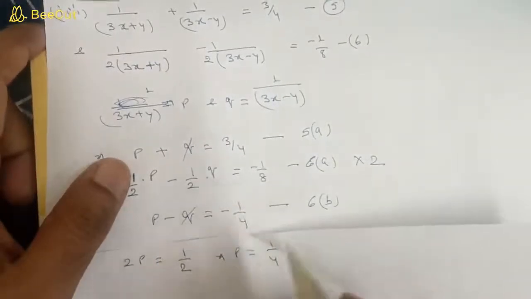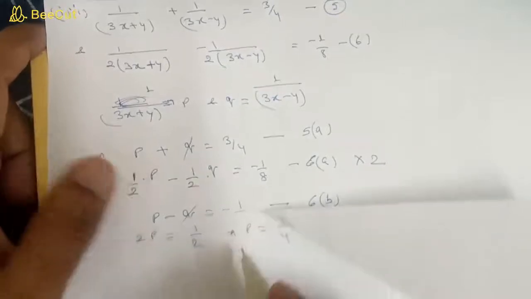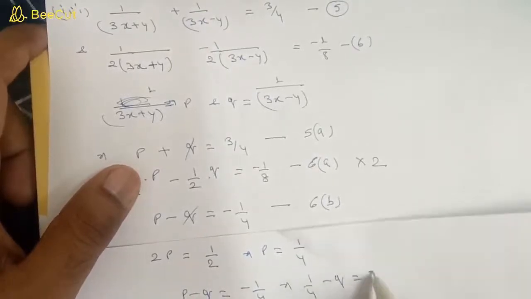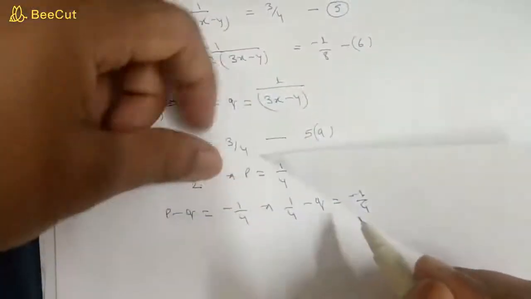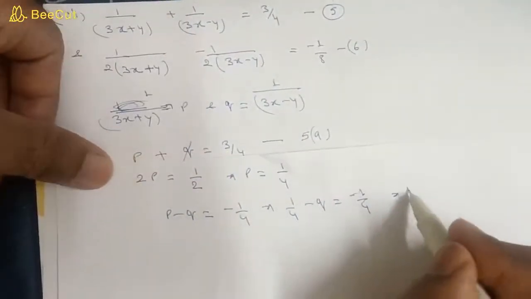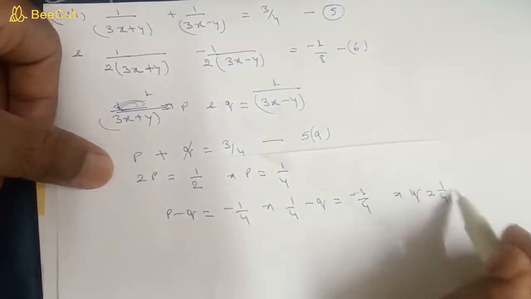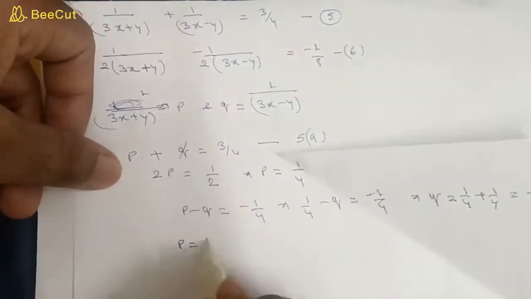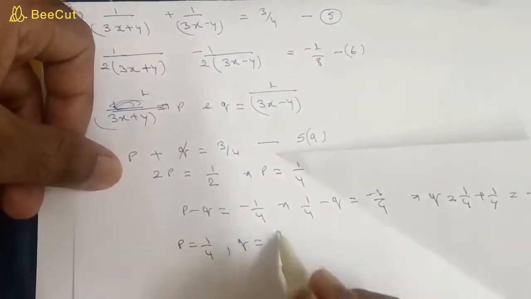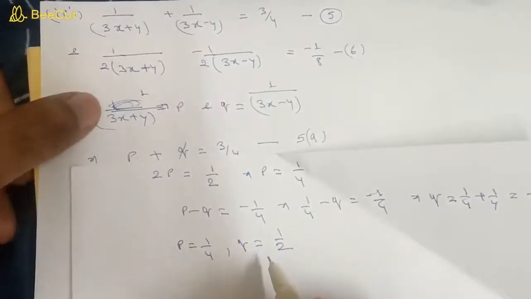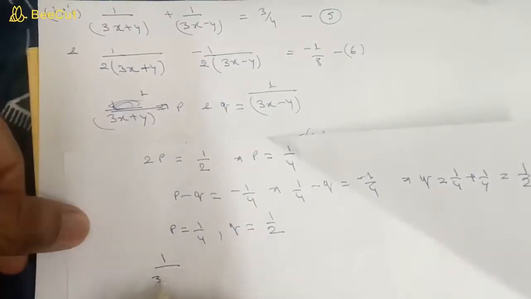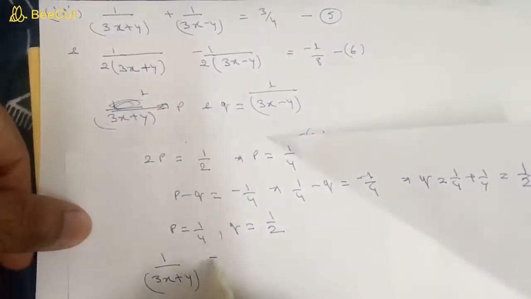Now put the value of p in equation 6b. So p minus q is equal to minus 1 by 4. So if we put the value of p here, 1 by 4 minus q is equal to minus 1 by 4. From here we get q is equal to 1 by 4 plus 1 by 4 is equal to 1 by 2. So we have got p is equal to 1 by 4 and q is equal to 1 by 2. From here we can see that the value of p is 1 by 3x plus y. So we will get 1 by 3x plus y is equal to 1 by 4.